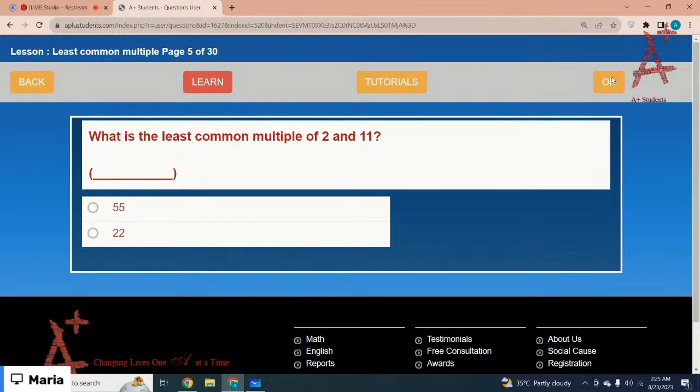You have to look for the option that is divisible by both the numbers. 22 is divisible by 2 and 22 is divisible by 11. That means the least common multiple is 22. The correct option is 22.